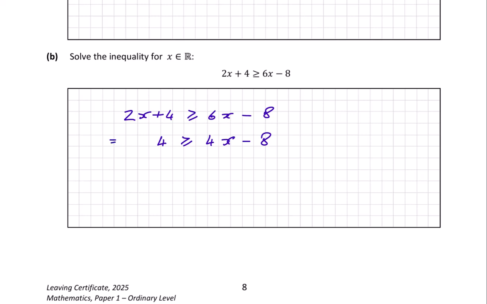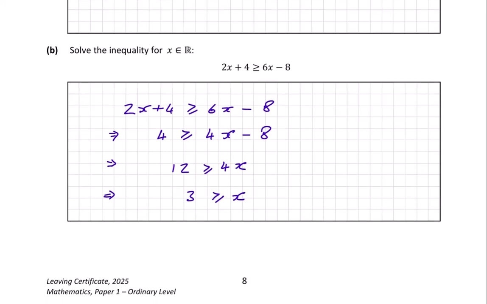Next thing I'm going to do is get rid of that 8 on the right-hand side. So I'm going to add 8 to both sides because it's a minus 8. If I add 8 to the right-hand side, I'll just get 4x. If I add 8 to the left-hand side, I'll get 12. And then finally, that 4 is multiplied by the x, so I'm going to divide by 4 to get rid of it, and then divide 12 by 4, I'll get 3. So x is less than or equal to 3 is the answer.